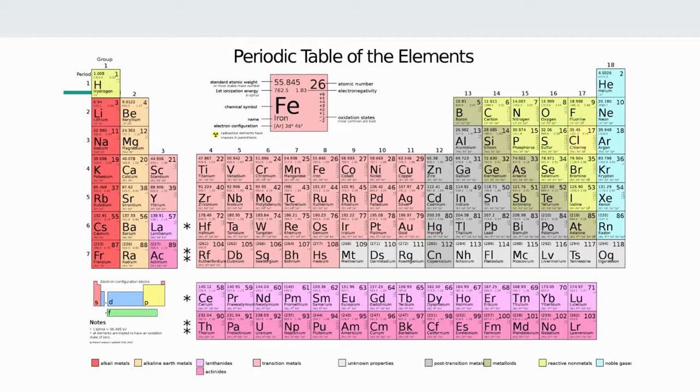Next, we'll talk about the different types of elements. There's the alkali metals, the alkaline earth metals, the lanthanides, the actinides, the transition metals, elements with unknown properties, post-transition metals, metalloids, reactive nonmetals, and noble gases. Alkali metals are the most reactive, and noble gases are the least reactive.